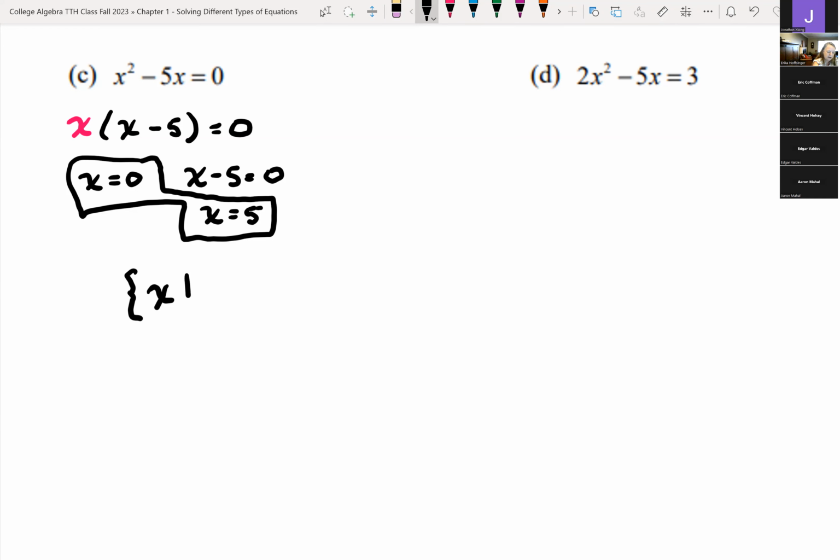This vertical line means such that. So it's x such that, and then after that vertical line, you put your stipulation. Well, our stipulation is that x has to either equal 0 or x is equal to 5. And then end the curly bracket. So again, this is called set builder notation. And the way that it reads is it's a set of x such that x is equal to 0 or x is equal to 5.